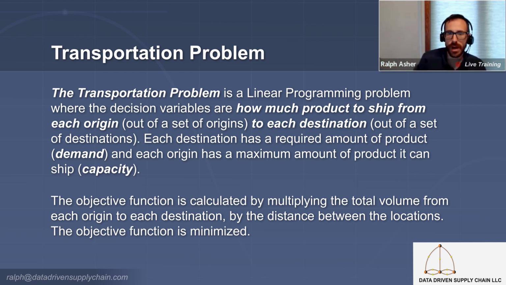In the transportation problem, the objective function is calculated by multiplying the total volume from each origin to each destination, each of those pairs, by the distance between them. And then you want to minimize the objective function because you don't want to ship farther than necessary within the capacity constraints. This is very, very close, at least in spirit, to most supply chain network design problems.